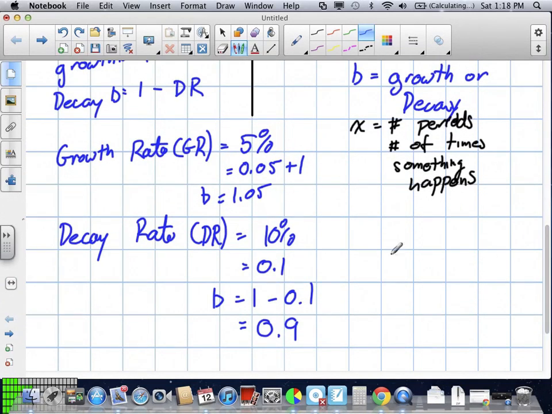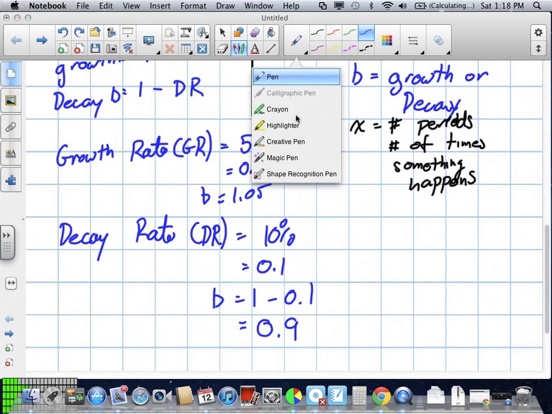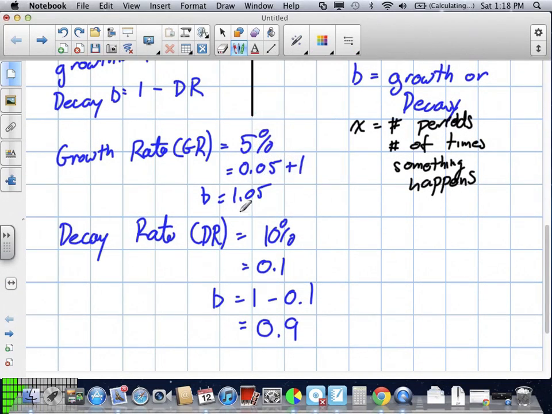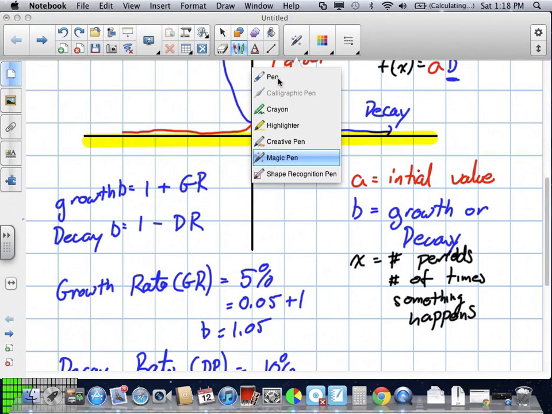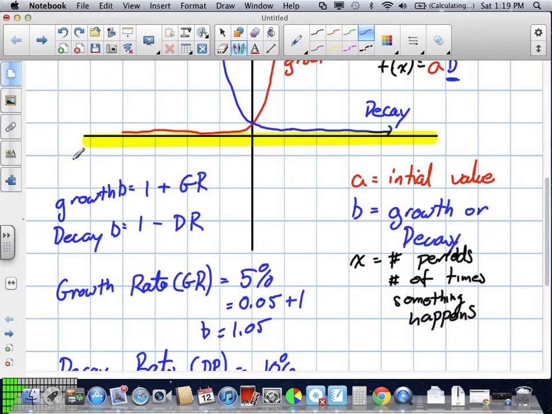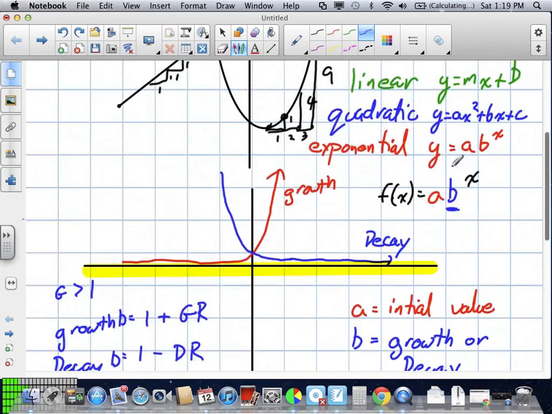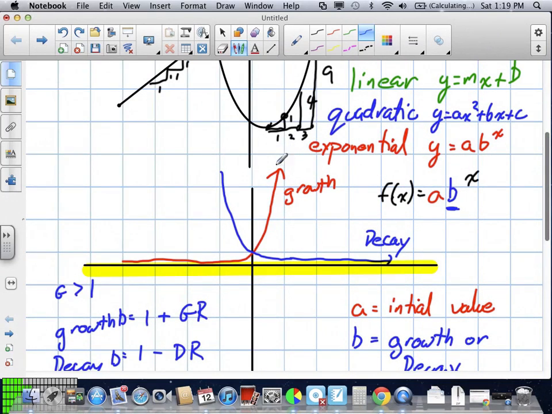So growth rate's pretty simple to look at because you kind of go 5%, 0.05, 1.05. Decay rate's actually just the number has to be less than 1. Okay? And that's what you're going to notice. Growth has to be greater than 1, where decay has to be less than 1. If the B value is greater than 1, we'll get a graph that goes upwards. If it's less than 1, we'll get a graph that goes downwards.